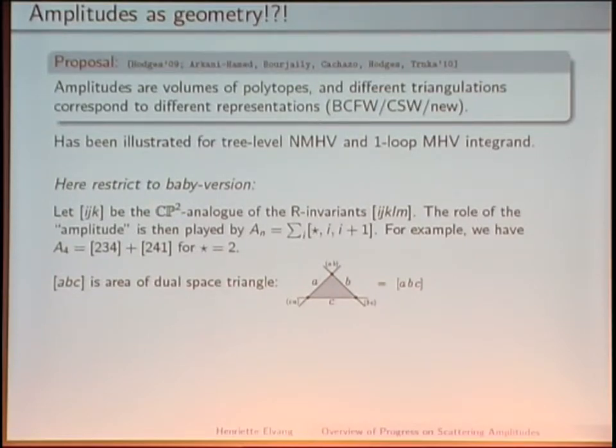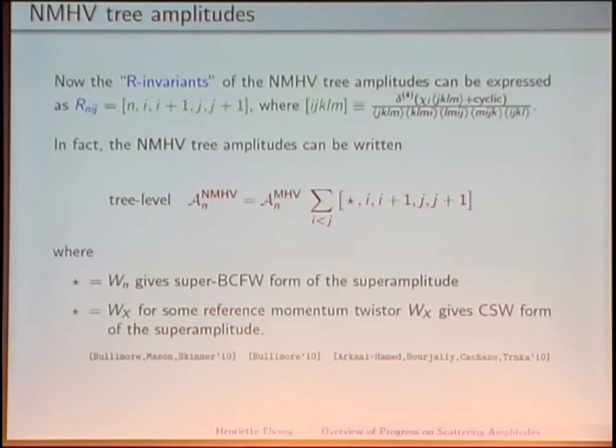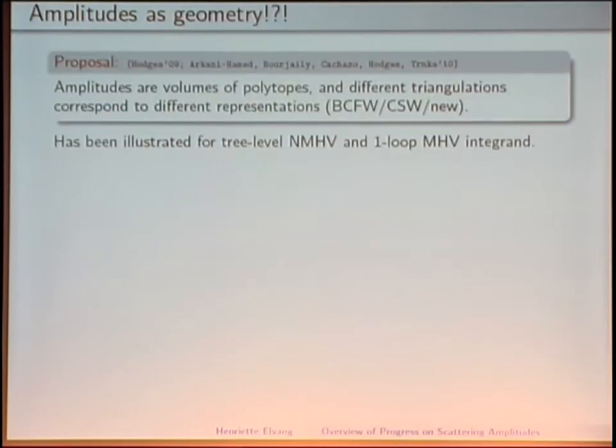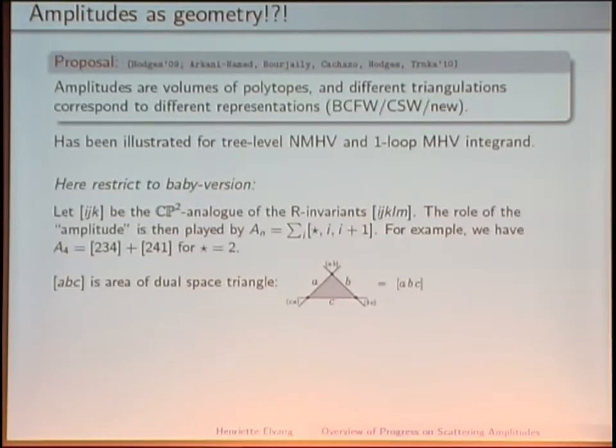So we'll restrict to the case of, instead of CP3, we'll consider CP2. And instead of having invariants that depend on 5 labels, we have some that depend on just 3. Now, just like the amplitude here was a sum over these 5 label invariants, now we'll denote what we will call an amplitude as the sum over these 3 label invariants.